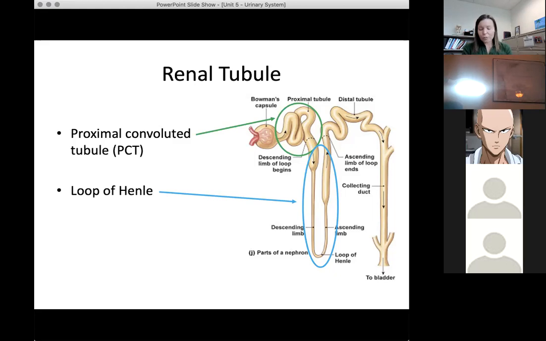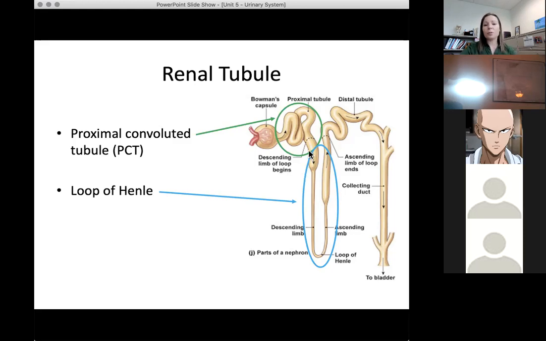And that term should sound familiar. We learned about villi and microvilli when we did the digestive system. Whenever you have villi and/or microvilli, they are involved in absorption. And this is where almost all reabsorption, which is substances actually leaving the filtrate and going back into the blood, happens. So that's why you have microvilli here. They are good for that. They help with that.